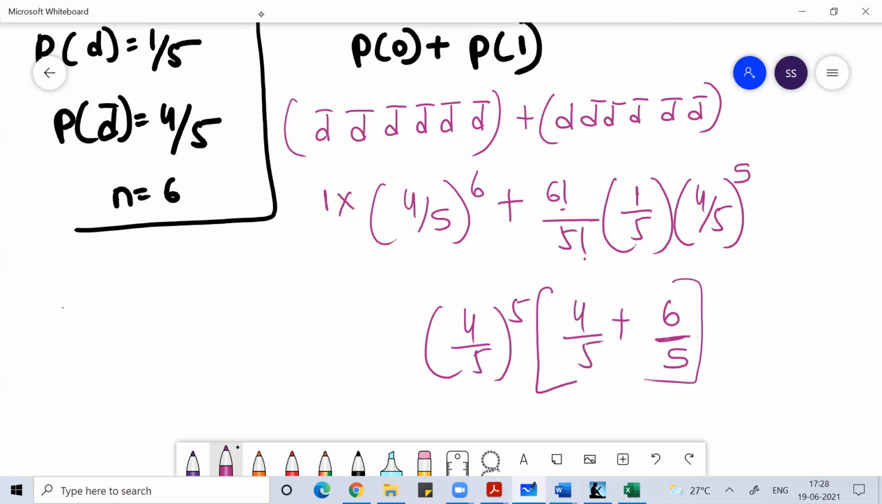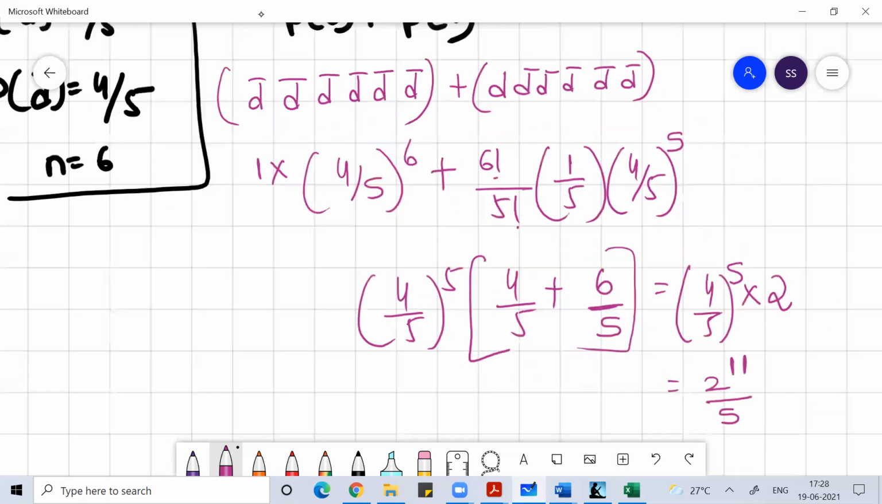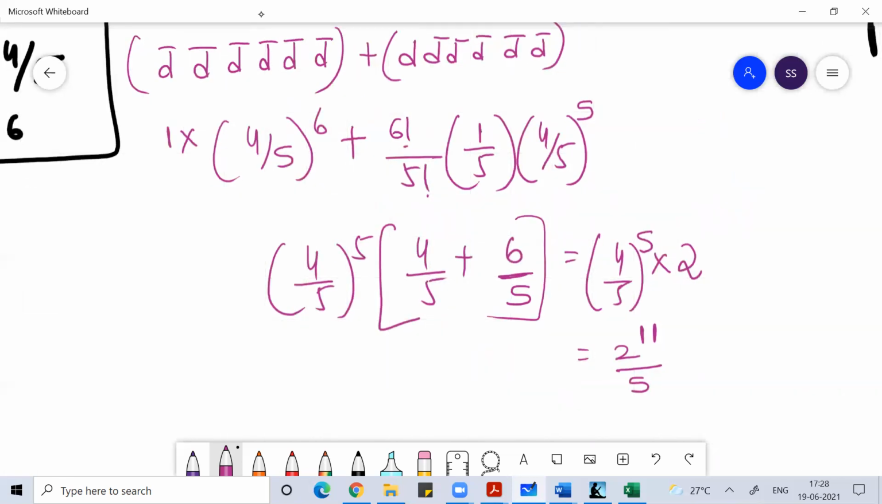So this would be the answer. Okay guys, this would be the answer. So 4 by 5 to the power 5 into 10 by 5, which means 2. This is your answer guys. So this is 2 to the power 11 by 5 to the power 5. That is your answer guys.